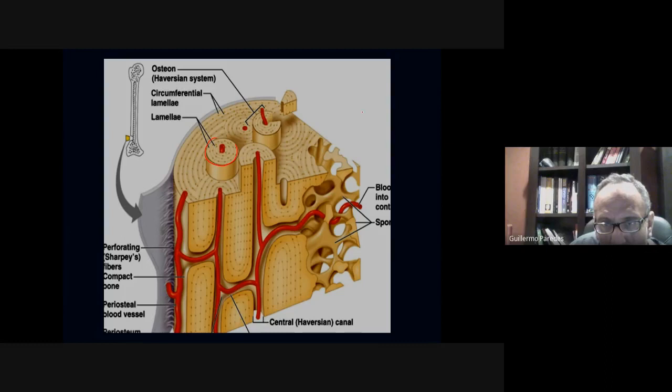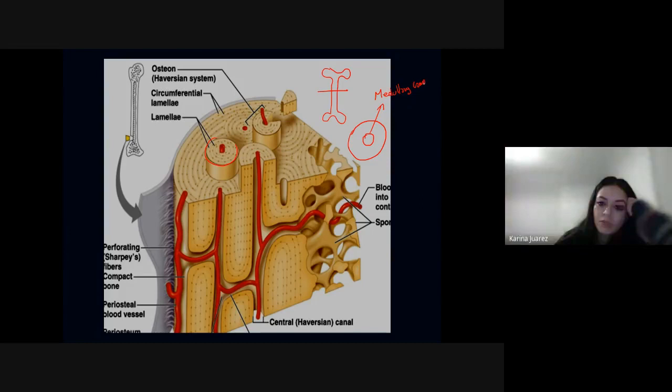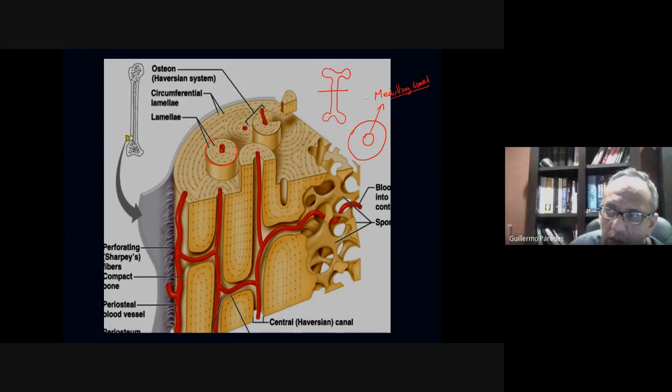If I draw the whole bone in cross section, this is my Flintstone bone. If I cut it like this, I'm going to have this. Here in the center we have the medullary canal, yes or no? The medullary canal is located in the diaphysis containing the yellow marrow, that is fat, correct? Around the medullary cavity, where the fat is, we have the osteons.